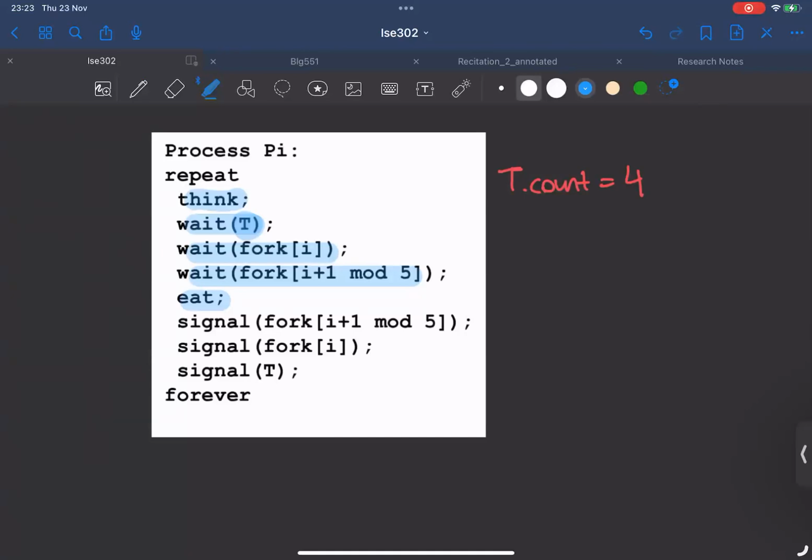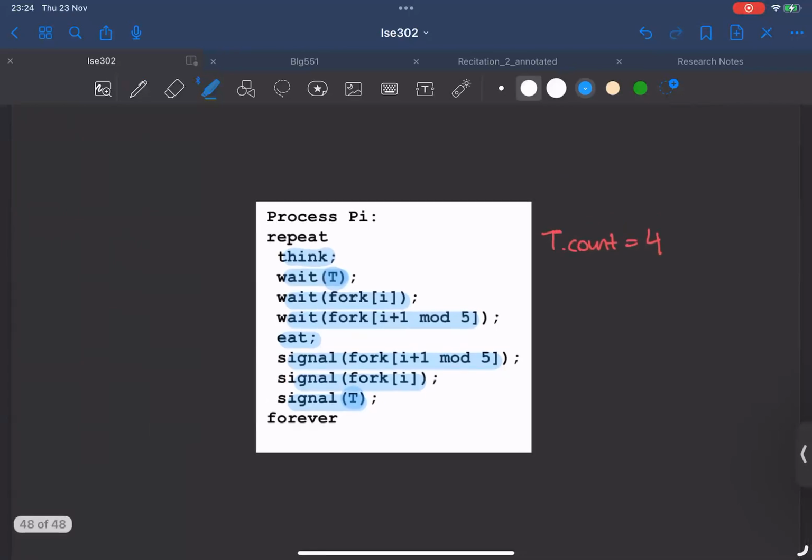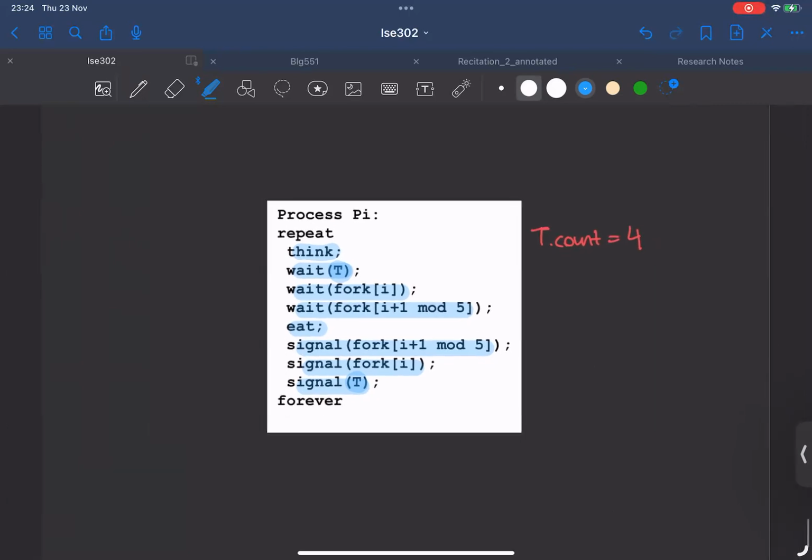At the end, after the critical section, we use these 2 lines, and they release the acquired chopsticks after eating, making them available for other philosophers. Then we increase the T value by calling signal T, and it releases the semaphore T, allowing other philosophers to enter the eating phase. And it goes forever, which indicates that the process will continually repeat the thinking, eating, and releasing actions in an endless loop. This solution avoids deadlock by allowing only 4 philosophers to attempt eating at the same time. And the solution provides a mechanism to coordinate philosophers' activities and prevent conflicts over shared resources by using semaphores to control access.